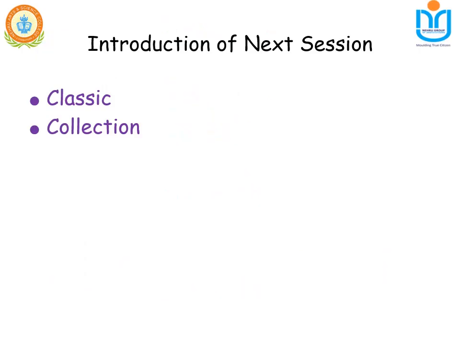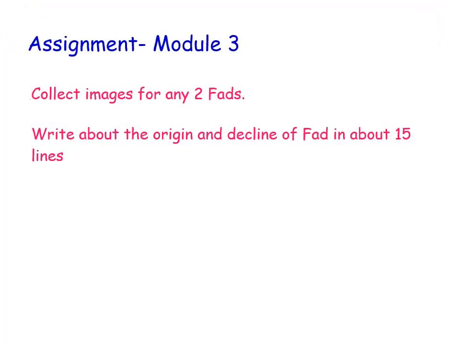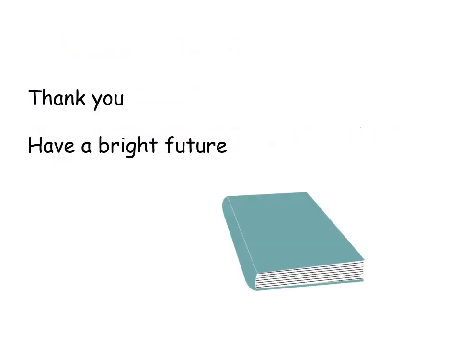The next module would deal with the terms classic and collection. The assignment for Module 3 is to collect images for any two fads and write about the origin and decline of the fad in about 15 lines. Thank you all for listening.